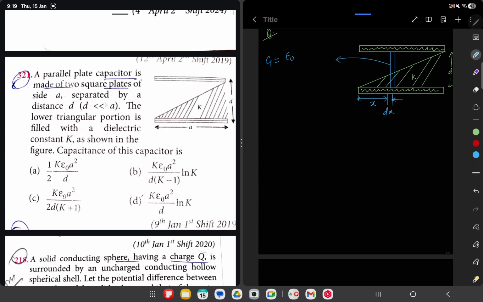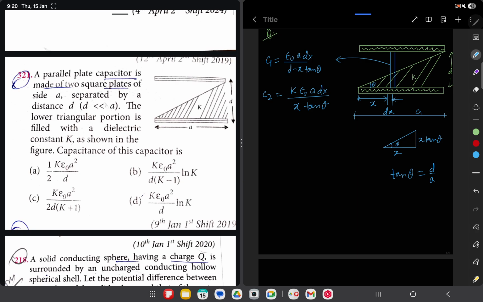So as this is a square plate, the area will be a square, and capacitance is epsilon naught a by d. This distance you may write as d minus x tan theta, where this is x and this is theta. So this distance will be d minus x tan theta, and from this triangle you can write tan theta as d by a.